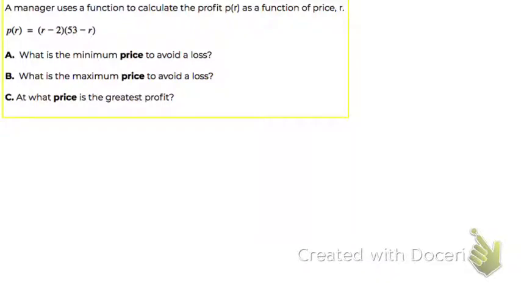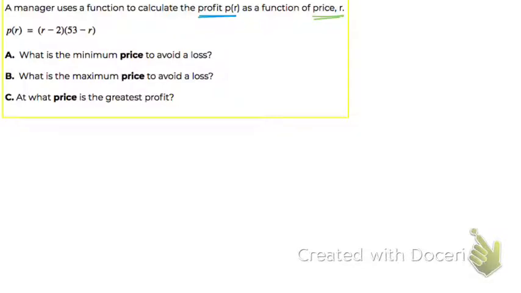Here it says a manager uses a function to calculate the profit, P(R), as a function of price, R. And it gives us this function here, and it's asking us some questions. So if you are given a function to model a situation, it's good to graph it and analyze that graph. So first thing I do, though, is highlight within the problem what each of the variables stands for. So profit is the P(R), and price is the R.